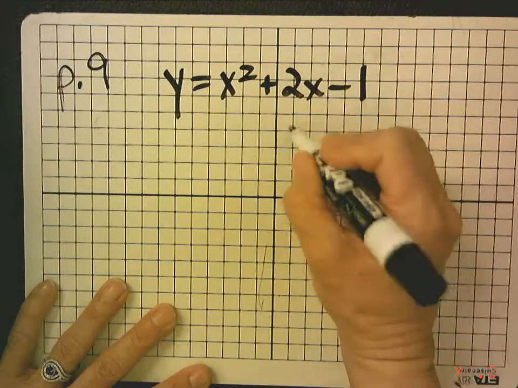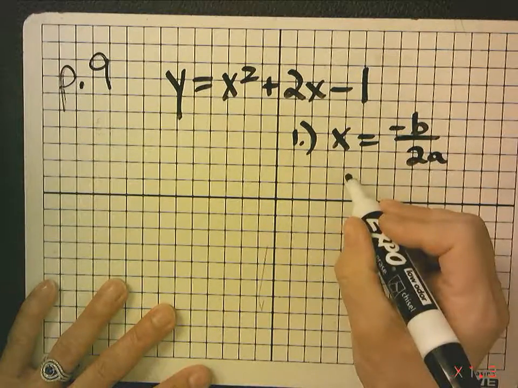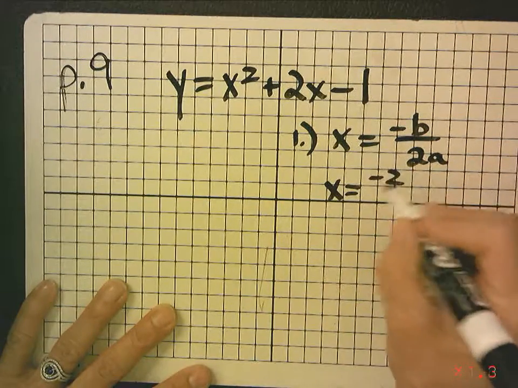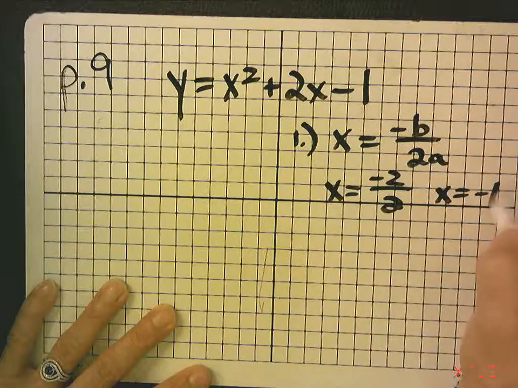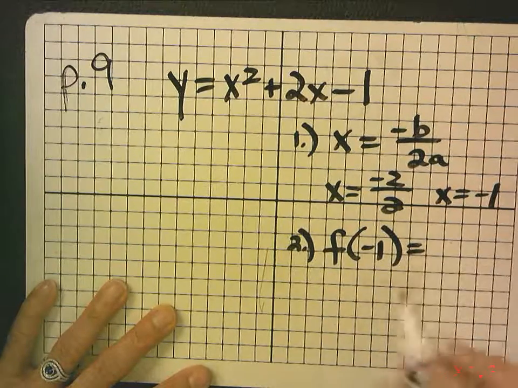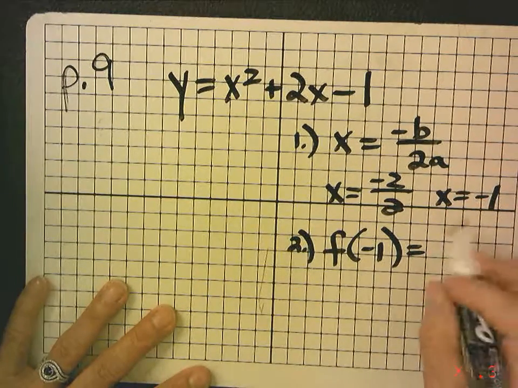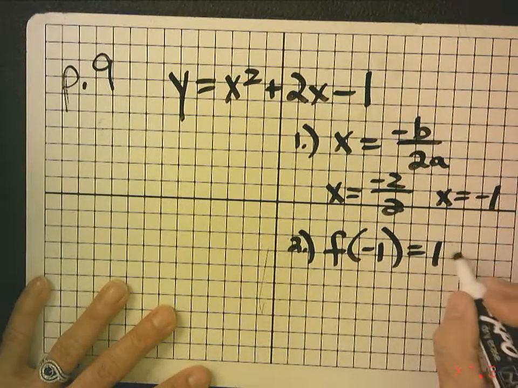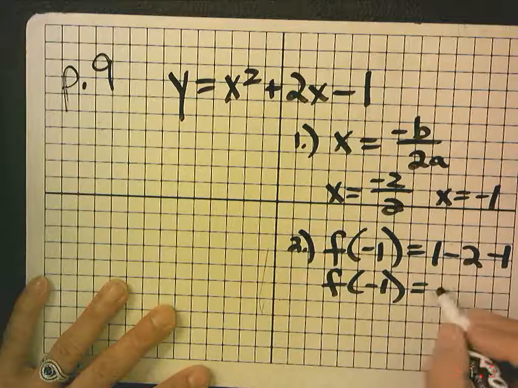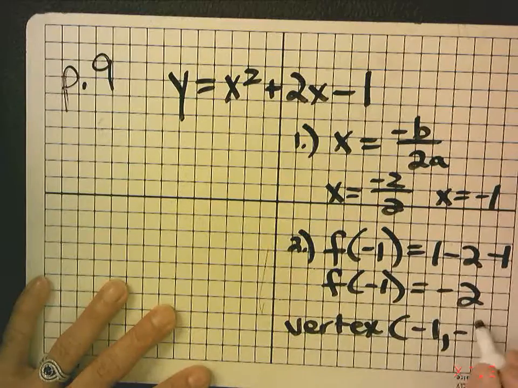Okay, so the first thing I'm going to do, step number 1, is find the axis of symmetry. So negative b would be negative 2, a is 1, so x equals negative 2 over 2, so x equals negative 1. Step 2 is to find the vertex. So I plug in f of negative 1 into my function. So negative 1 squared is 1, plus 2 times negative 1 is minus 2, minus 1. So f of negative 1 equals negative 2.